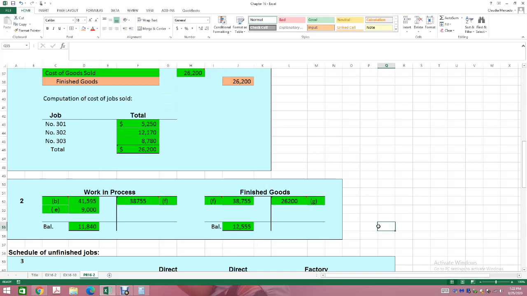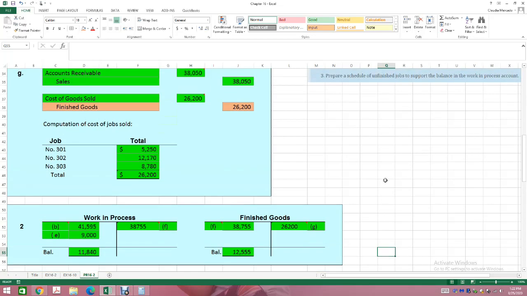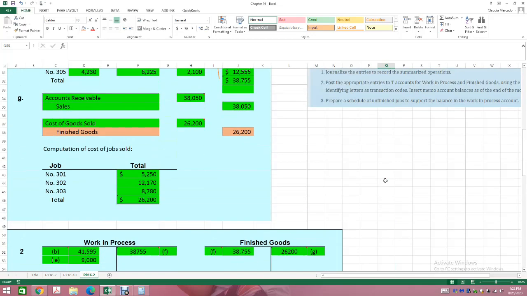12,555. Okay. So what does this tell you? This tells me that I still have in work in process, these are the jobs that I have not finished, I have 11,840. Now I have $12,555 left in finished goods sitting in my warehouse that are available to be sold or shipped out. Okay. So that is what this tells you. That is requirement 2.